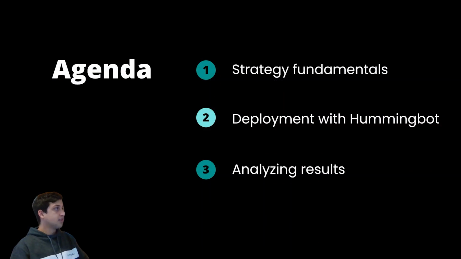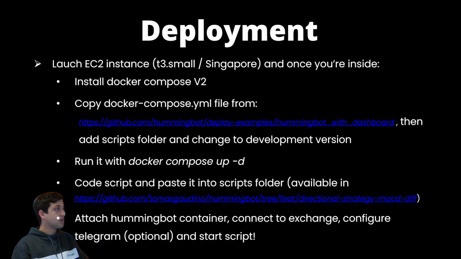Okay, so now we need to put all of this into production. So it's time to talk about deployment. We need two things. First, a Hummingbot instance, of course, and second, a custom script generating signals and managing position settings. I won't include all of the process in this video because I think it's out of scope. However, it's a good idea to share a step-by-step of the stuff I have used.